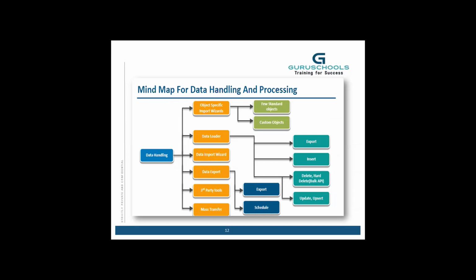So for example, if your client says to insert 50,000 records, like 40,000 records, you cannot do it manually, right? So we have a function like data import wizard. For example, if your client is saying to upload those 40,000 records, then you can opt for data import wizard. If you have more than 50,000 records, then you can opt for data loader.